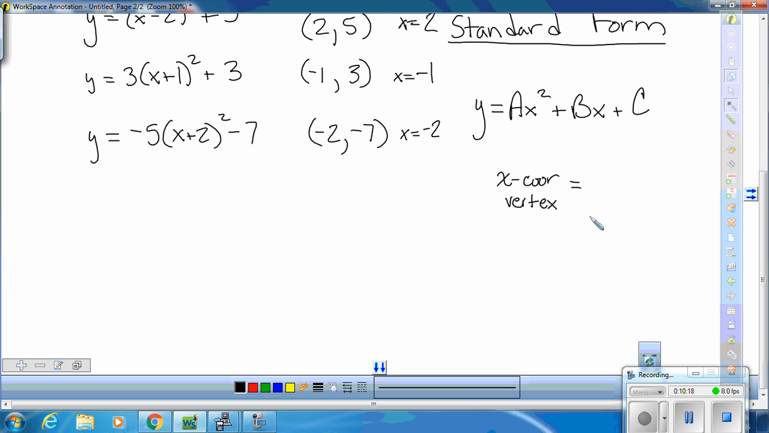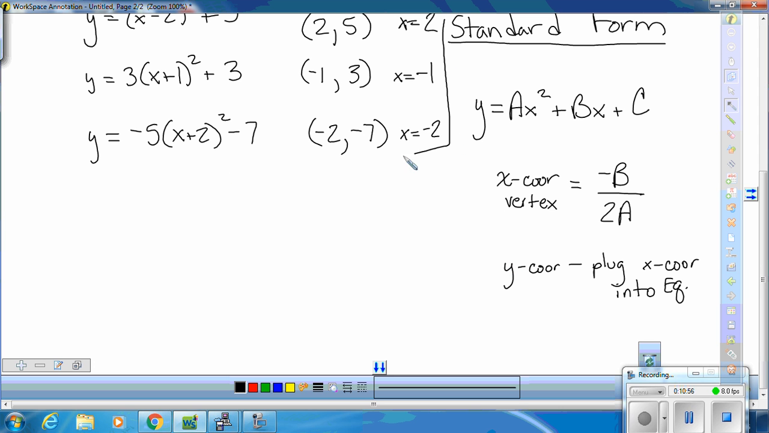The x coordinate of the vertex is always going to be the opposite of b over 2a. We're dividing it by 2. We're basically kind of finding an average. So if I take the opposite of b and divide it by 2a, it's going to give me the x coordinate of my vertex. Now, to find my y coordinate of that vertex, I just have to plug the x coordinate into the equation. I mean, that's what an equation does. It gives us the x and the y value. So once we know what the x value is, we just plug it in and figure out what the y value is.